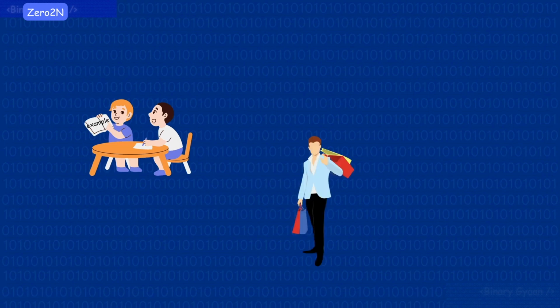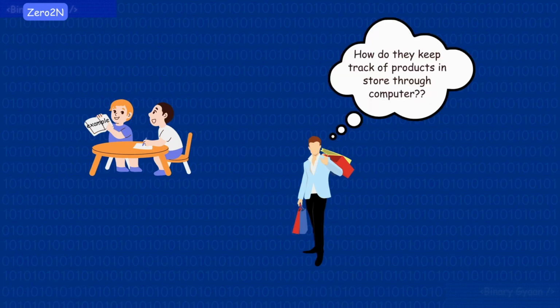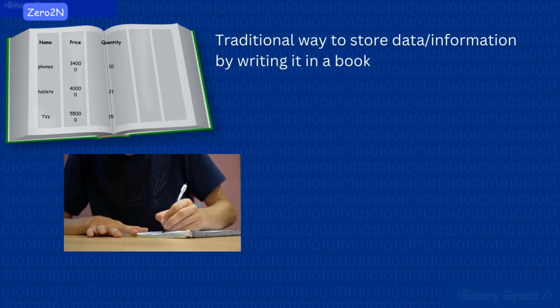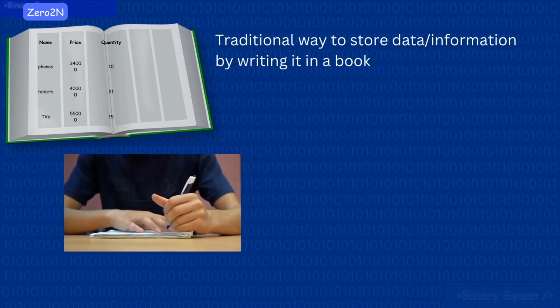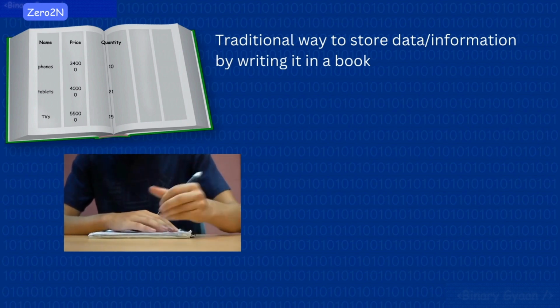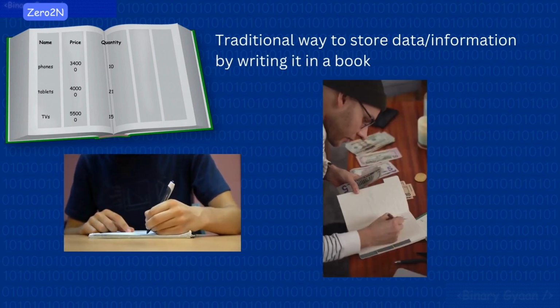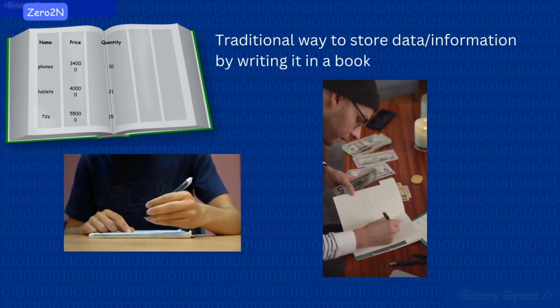Let's say you went to a shopping mall. A shopping mall has a lot of variety of products. What do you think? How are they keeping track of all those products in their store? Earlier people used to write this information in books by creating columns for product name, quantity, price or whatever they wanted to keep track of. So that book is a form of traditional database storing details for the products but has limited application and requires a lot of manual work to manage this data.